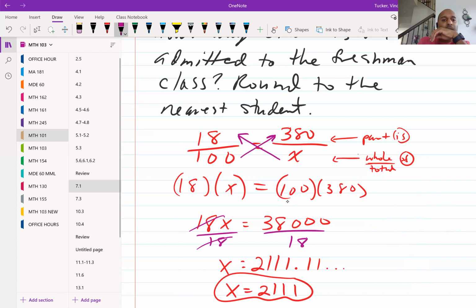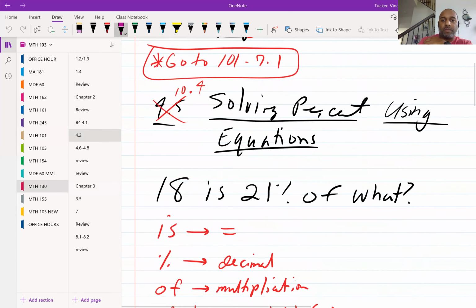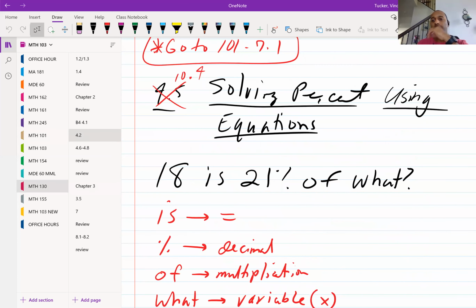All right. Everybody good with this before we go to the next section? So that's what this section was about, setting up your percentage problems as proportions. All right, so everybody good? Okay, so let's look at percentage problems using equations. Same keywords, but we're going to set them up as equations.